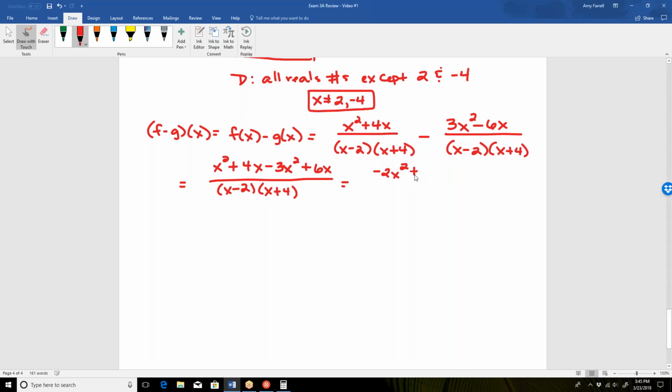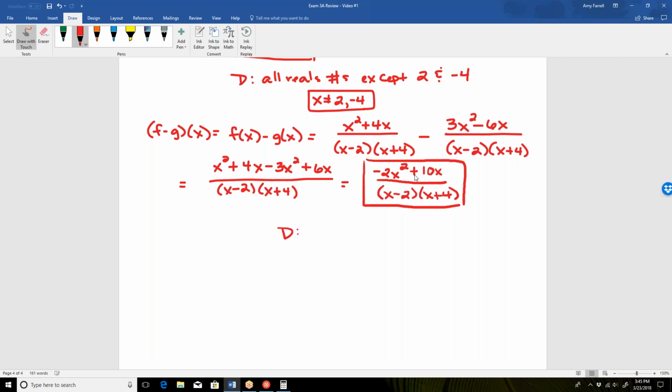So I've got negative 2x squared plus 10x over my common denominator. This answer is great. If you really, really want to, you could factor the numerator. It is not going to help you to reduce it at all, but you could factor out either a 2x or a negative 2x from that numerator.